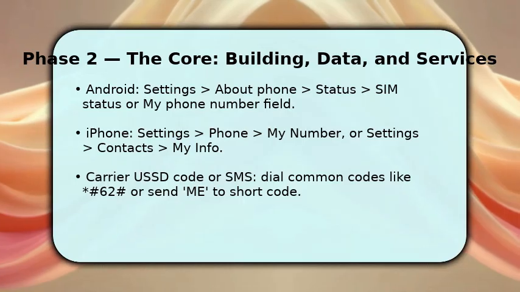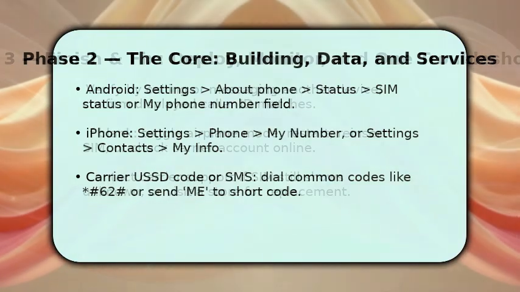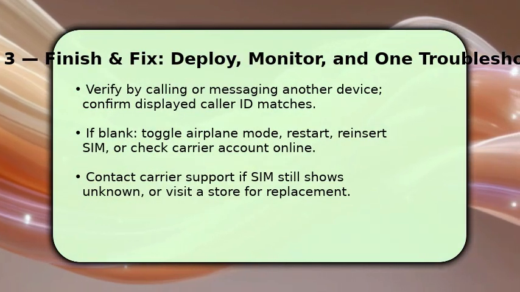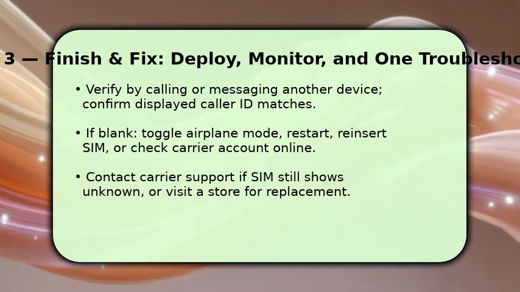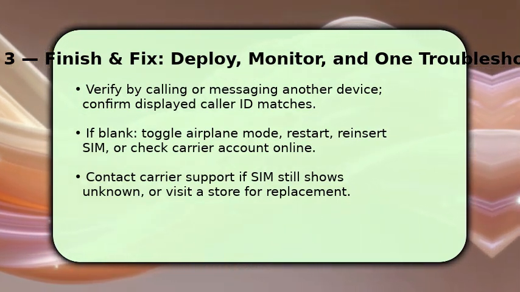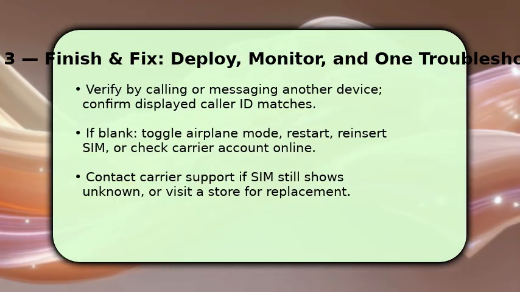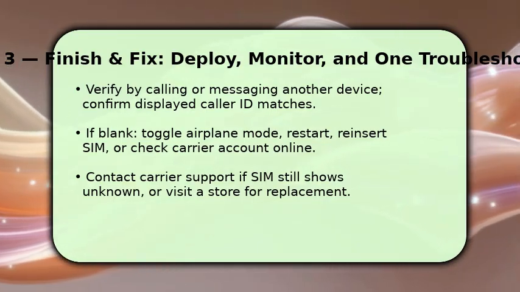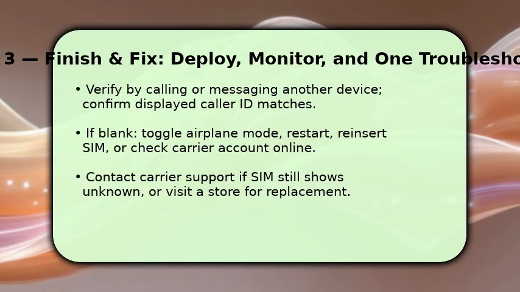Finish by confirming the number in two ways. Call or text a known contact and read the caller ID back, then check cloud contact entries for the same value. If the number still isn't shown, troubleshoot: toggle airplane mode, reboot the device, or reset the SIM. These steps fix many registration glitches.